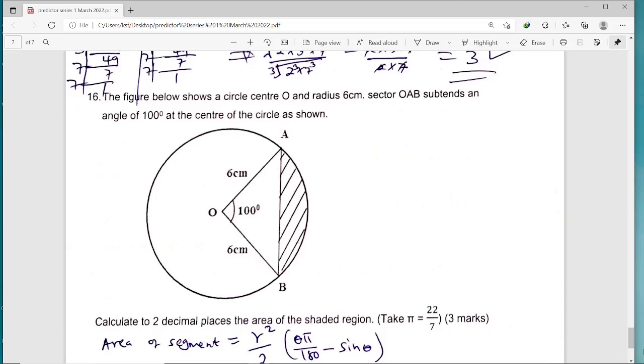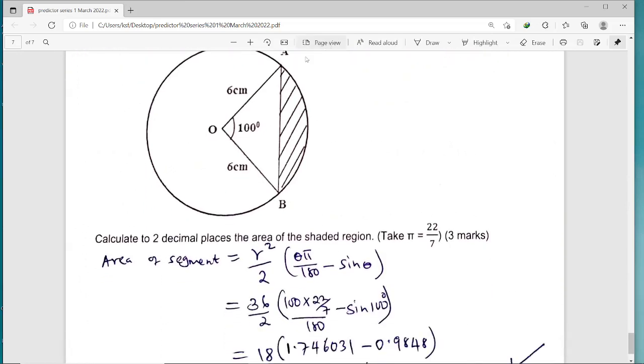There is a formula I had given in my previous tutorials for the area of a segment, because the other method is to find the area of the triangle, find the area of the sector, and subtract the two to find the area of the shaded region. But the simplest way is just to use a formula. The area of a segment is r squared over 2 into brackets theta times pi over 180 minus sine theta. So if you use this one, r is 6 squared gives you 36 over 2 into brackets 100 times pi, which is 22 over 7, over 180 minus the sine of 100.